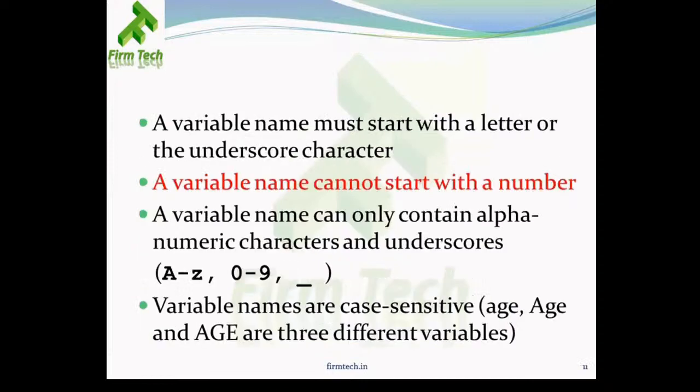And this is the set of rules for naming the variables. The variable name must start with a letter or the underscore character. It is important to note that this variable name should not start with a number. And this variable name can contain alphabets or numerical characters. That is, A to Z denotes capital A to Z as well as small a to z, and the numerals from 0 to 9, as well as underscore.